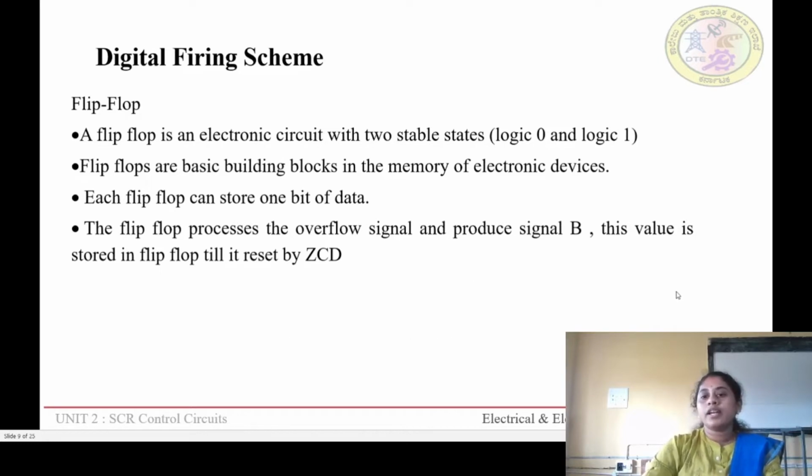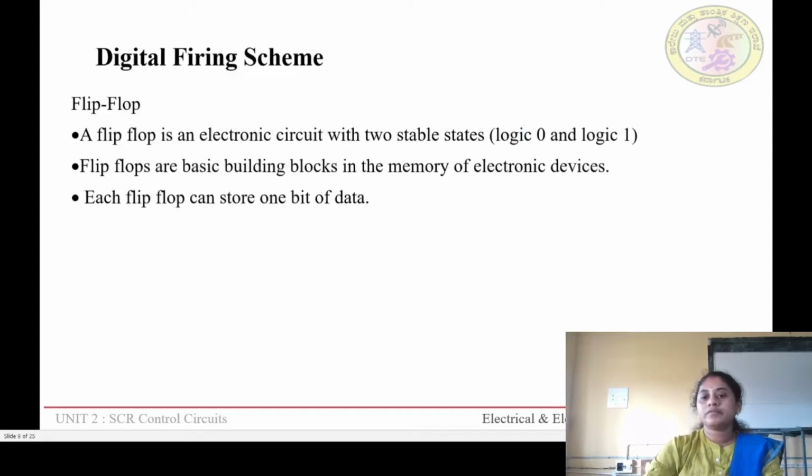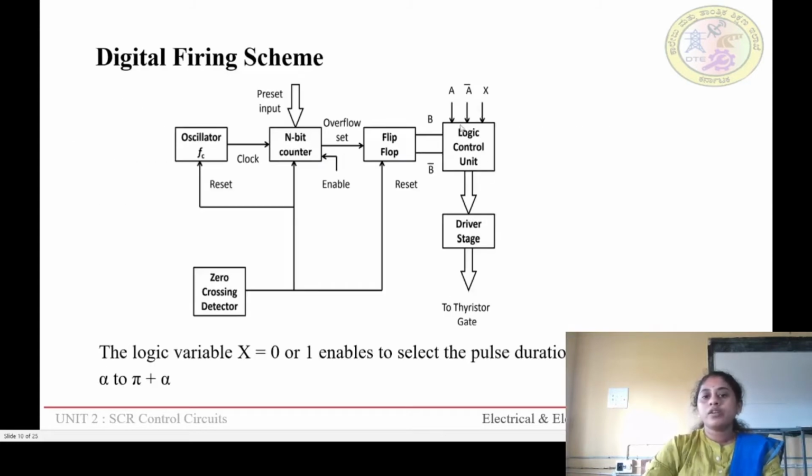Yes, you have already seen in the logical control unit, it has additional inputs A bar and X. You can also see the circuit has been designed in such a way that with logical value X or 1 we can select the pulse duration for either from alpha to pi or alpha to pi plus alpha.